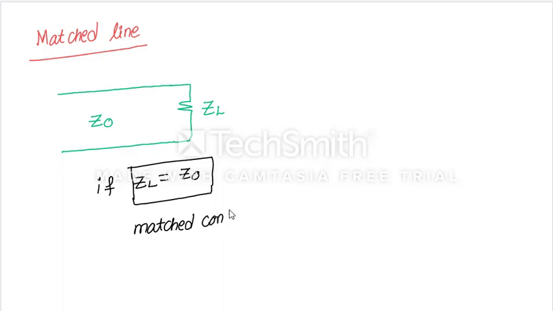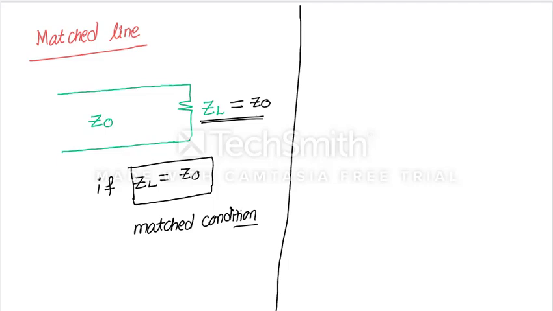This is called a matched condition. If this condition is satisfied, then the transmission line is called a matched transmission line. If the load impedance is equal to the characteristic impedance, then the transmission line is called what? A matched transmission line. Now I want to find the impedance in the case of a matched transmission line.